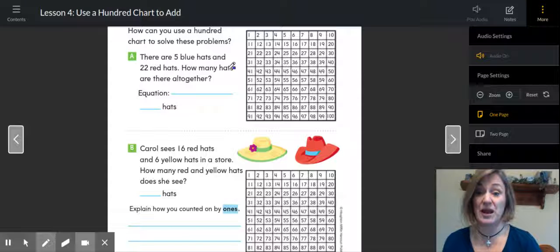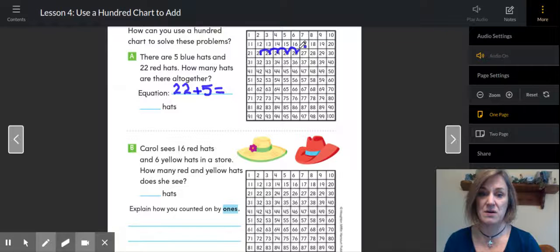So that's exactly what I'm going to do. So my equation would be 22 plus 5 equals, and then let's use our hundreds grid to figure it out. Let's start at 22, and it would be 1, 2, 3, 4, 5 hops would land me on 27. So there would be 27 hats.